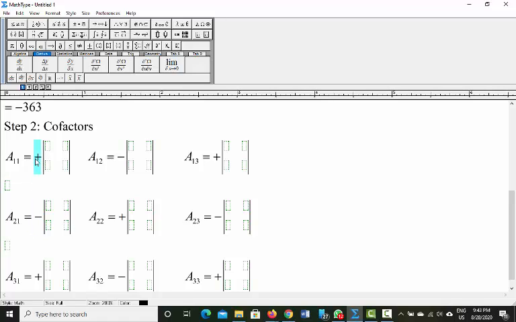The first element should always be plus. Since this one is plus, this one should be minus. That means adjacent cells should not have the same sign. Since this one is plus, this one has to be minus. And again, since this one is minus, this one should be plus. Alternate signs should be there.